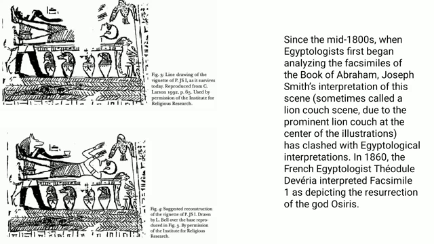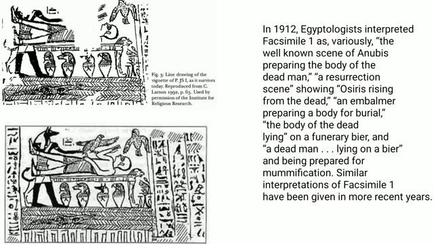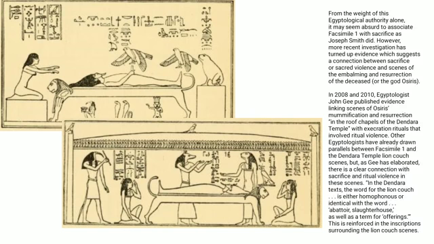the god Osiris. In 1912, Egyptologists interpreted Facsimile 1 as variously the well-known scene of Anubis preparing the body of the dead man, a resurrection scene showing Osiris rising from the dead, an embalmer preparing a body for funeral, the body of the dead lying on a funerary bier, and a dead man lying on a bier and being prepared for mummification. Similar interpretations of Facsimile 1 have been given in more recent years.